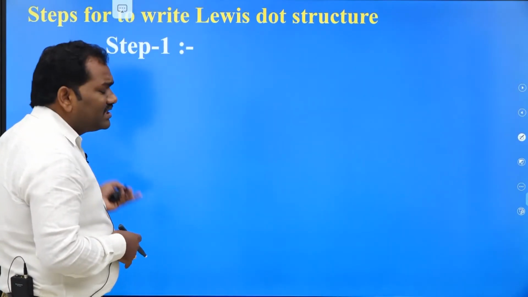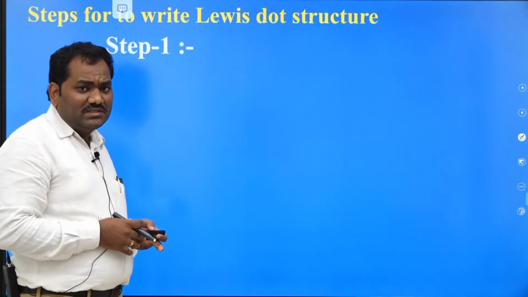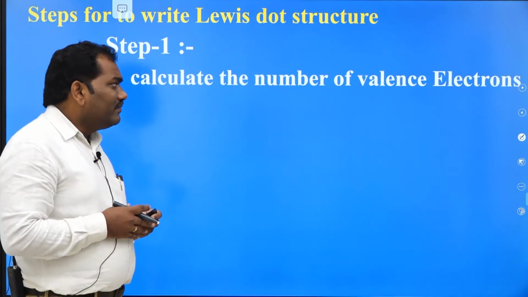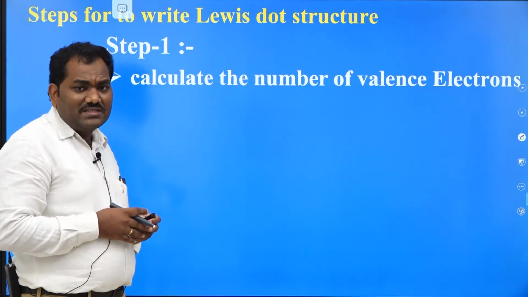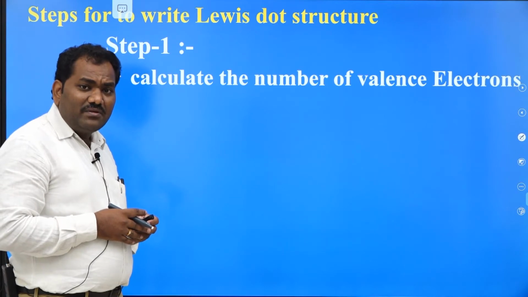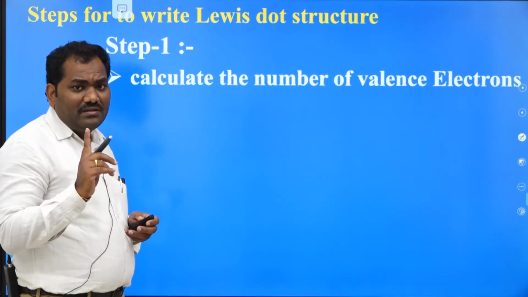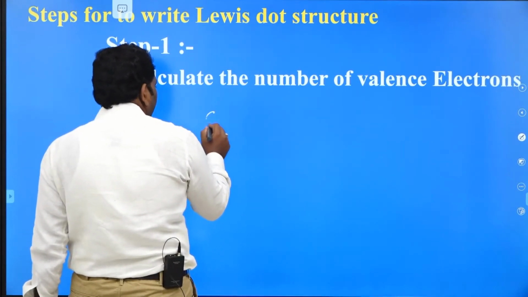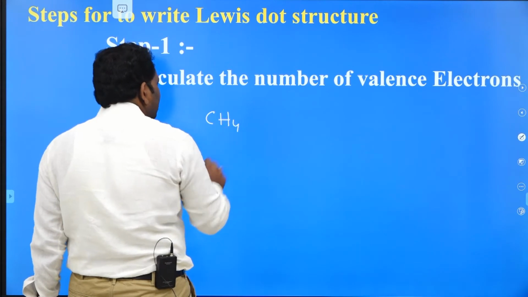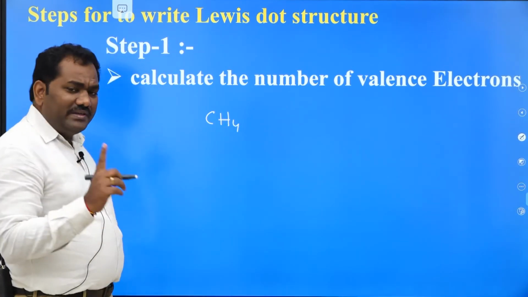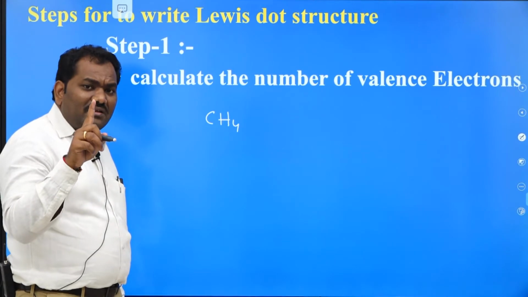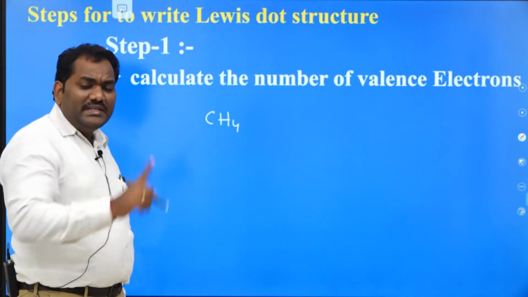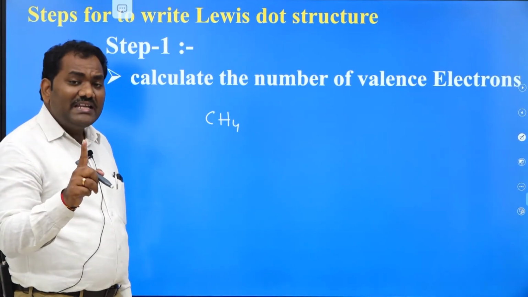Now, the different steps involved in writing the Lewis dot structure. The first step is to calculate the number of valence electrons in a molecule. For example, I take the CH4 molecule. Valence electrons are the electrons present in the outermost orbit of an isolated atom.